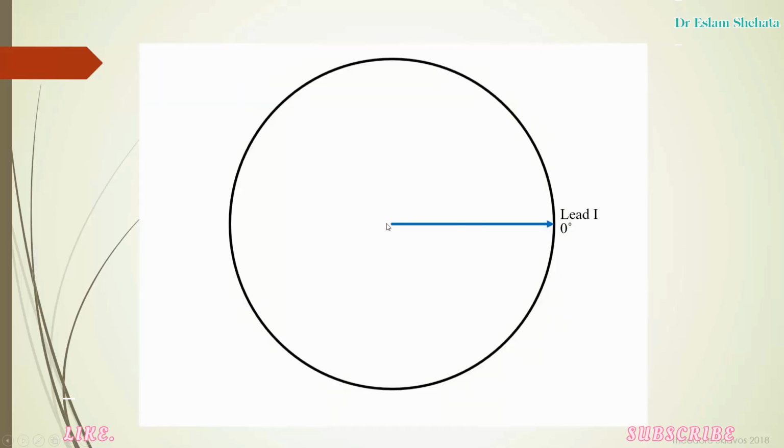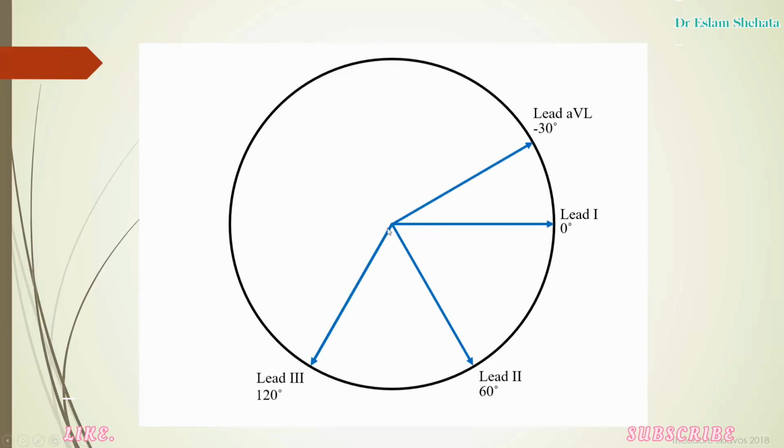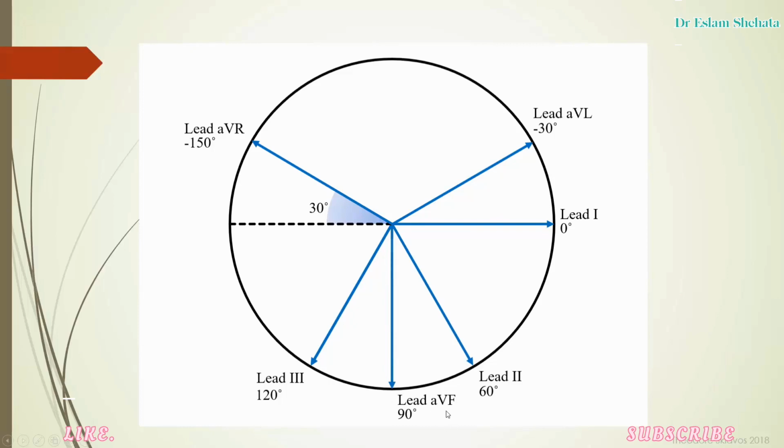So, starting with lead 1, which points straight out to the patient's left. Then we've got lead 2 down at 60 degrees. Another 60 degrees gives us lead 3. AVL is up at what we define as negative 30 degrees. AVR is also sort of a negative 30 degrees, but on this side, so like negative 150. And then AVF, F for foot, it's straight down.